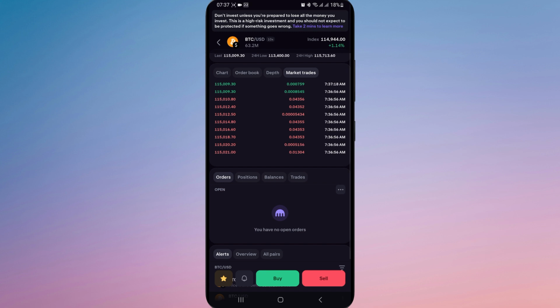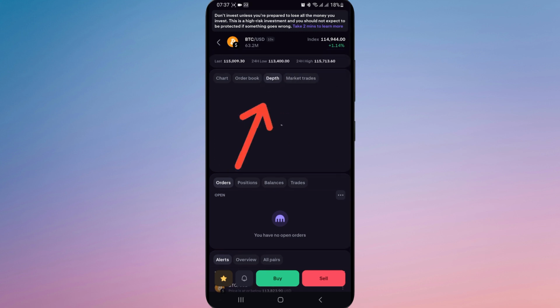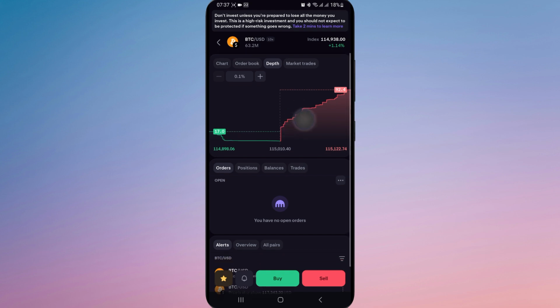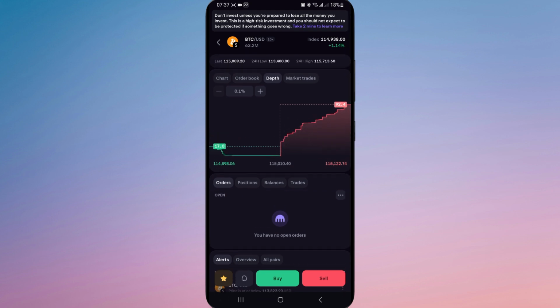The market depth graph visualizes the cumulative buy and sell orders on each price level. It gives you a quick overview of market liquidity and possible support and resistance levels. By analyzing the market depth, you can better time your trades and decide on entry or exit points. Keep an eye on large orders as they might influence price movements.